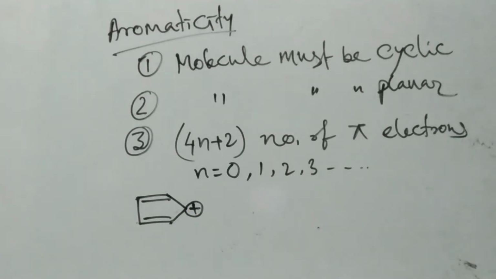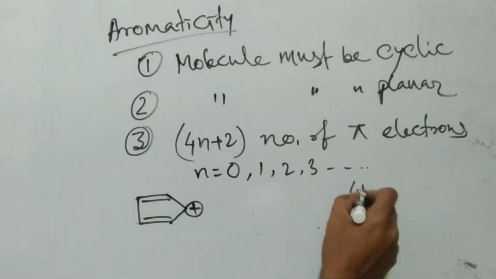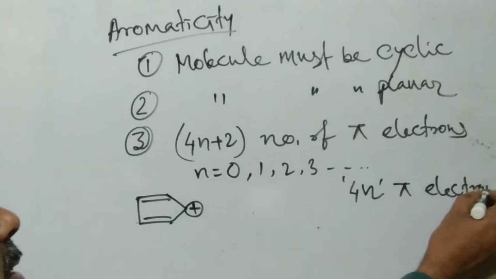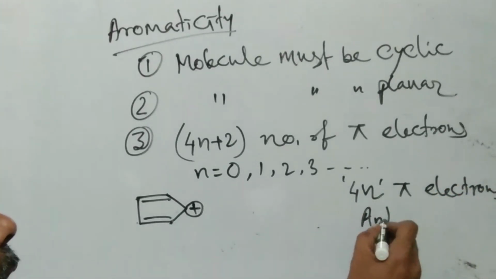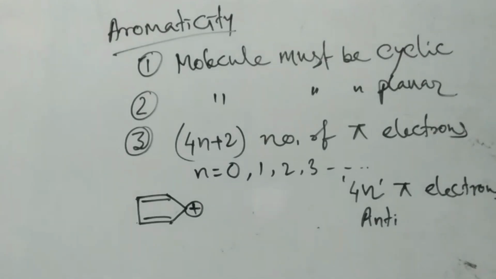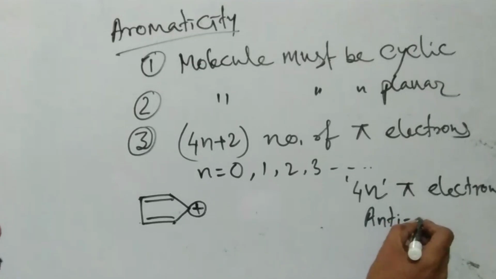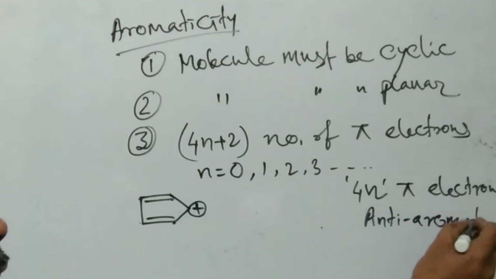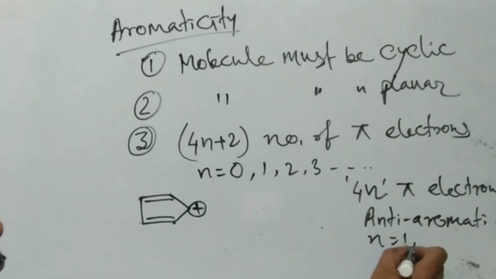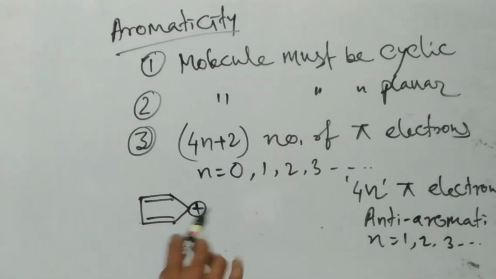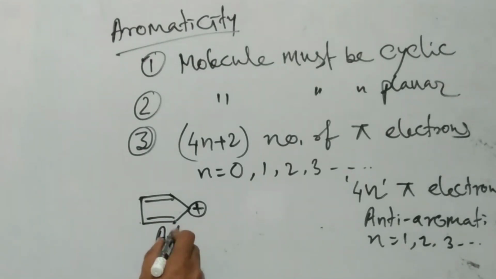But another thing is there: if the molecule has 4n pi electrons, then the molecule is anti-aromatic. If the molecule is cyclic, planar, and has 4n number of pi electrons, then it is anti-aromatic. Here we get 4 pi electrons, and the value of n is 1, 2, 3, and so on. Here n equals 1 means 4. So if 4 pi electrons are present in a cyclic and planar molecule, the molecule is anti-aromatic.